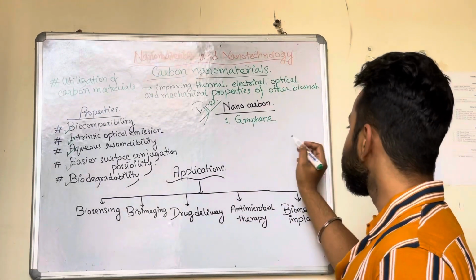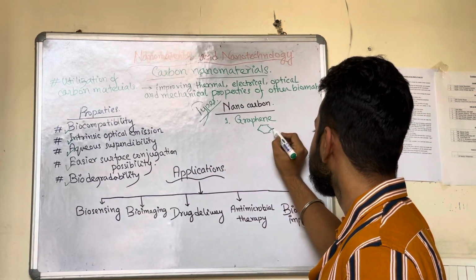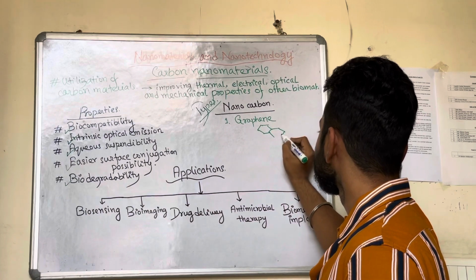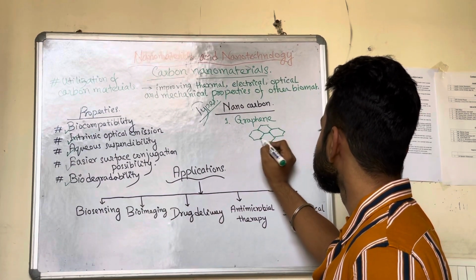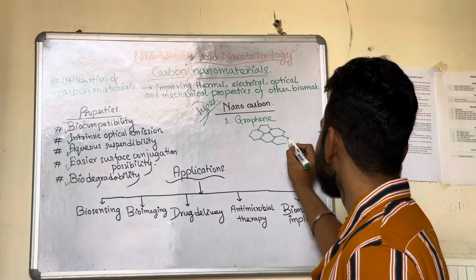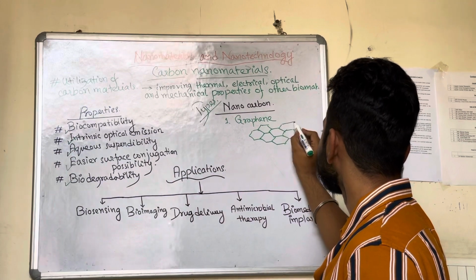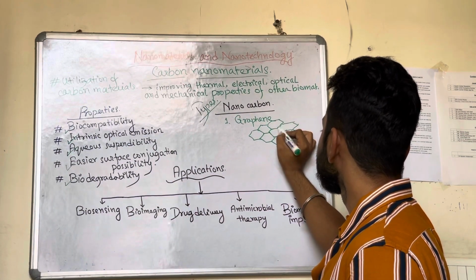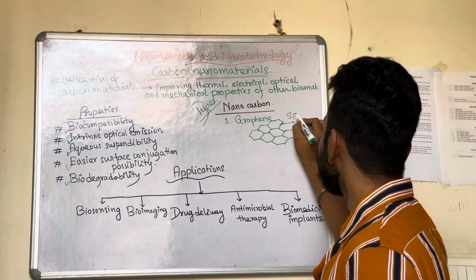Now, if we look at the structure of graphene, it is a planar sheet-like hexagonal structure, like a honeycomb structure, with 6-membered carbon rings arranged in a planar orientation. These carbons are sp2 hybridized.